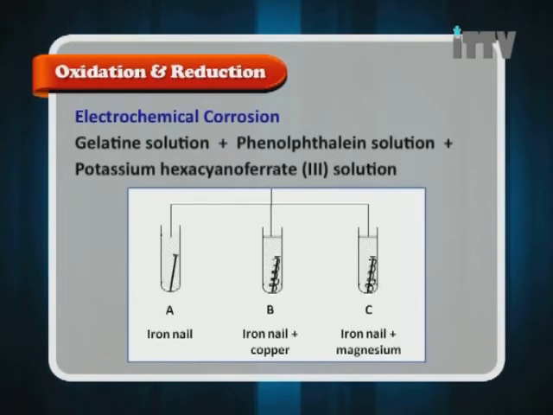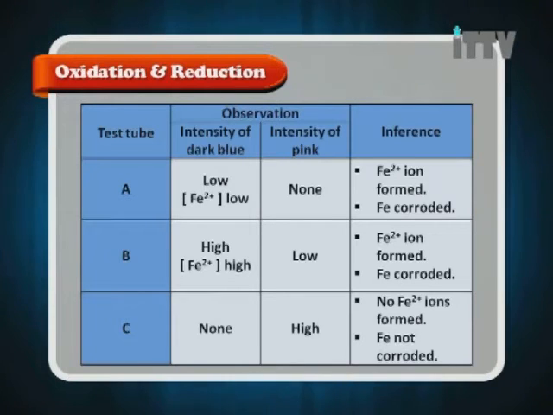So, gelatin solution is added, and phenolphthalein is there to test for the presence of hydroxide ions, while the hexacyanoferrate 3 solution is to test for the presence of iron 2+ ions in the test tube. So, let's look at the results of this experiment, if, let's say, it has been left on to carry out for some time.